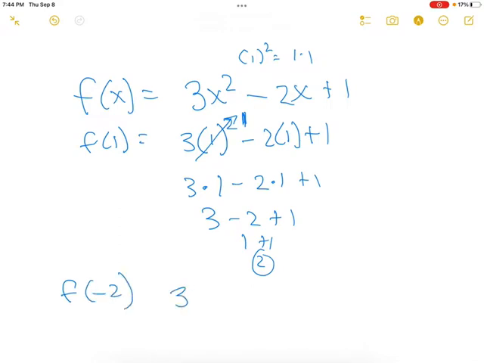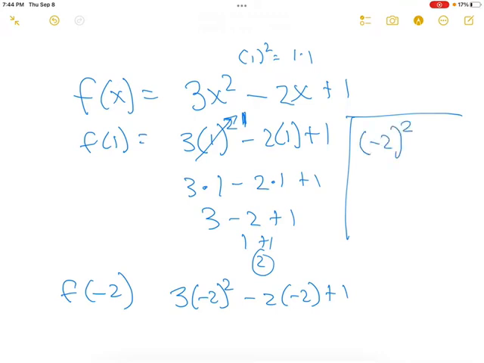Now let's say I wanted to do f of something negative, f of negative 2. So now I'm going to have 3 times negative 2 squared minus 2 times negative 2 plus 1. Well, what is negative 2 squared? Well, let's just make a little box and think about negative 2 squared. When you see this squared, it means there's two of them. So negative 2 times negative 2. Now a negative times a negative is a positive, and so we just get 4.